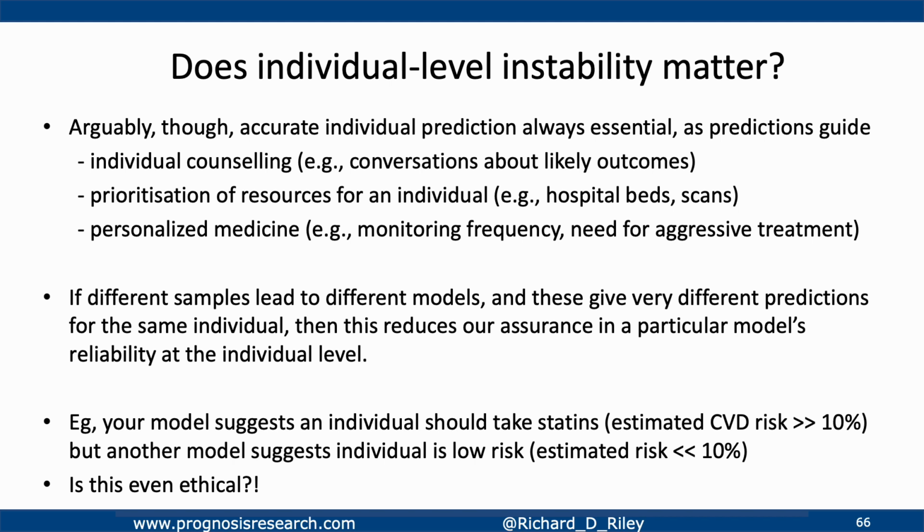But surely doctors and health professionals, they're seeing right in front of them that individual patient, that face in front of them that needs their own personal care. They want to make the best decision for them, not just to treat them as somebody who, on average, will get it right. So individual counselling, prioritisation of resources, personalised medicine, monitoring frequency. If different samples would lead to different models and different predictions for the same individual, then this means that the model is not great at guiding individual decision making.